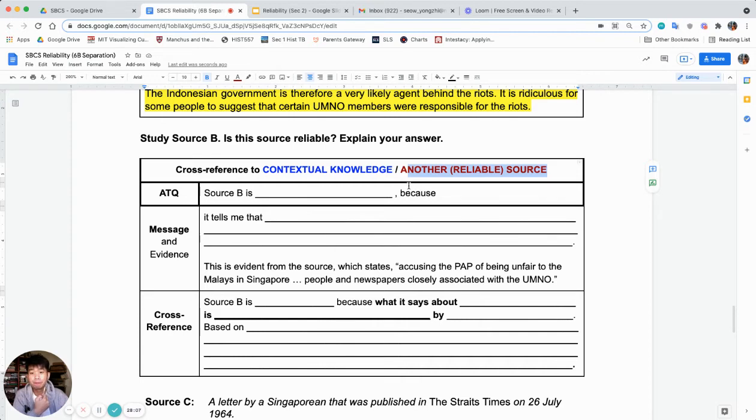Can? Okay. So again, the steps: push out the message, figure out your contextual knowledge or the other source, evidence, and inference. Then see whether it supports or contradicts, and decide on your stand.